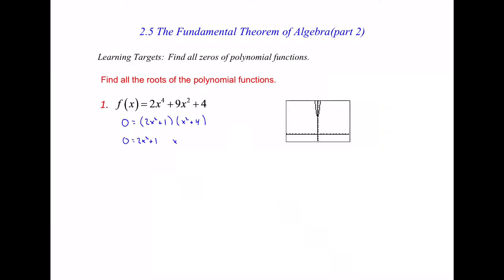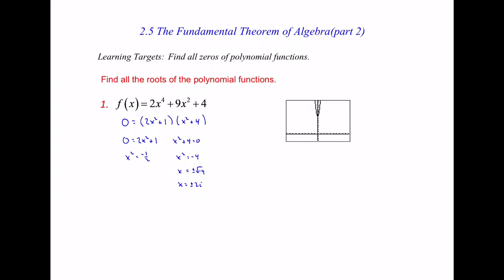So now we can set our factors equal to 0 and solve each of these. So we have 2x squared plus 1 equals 0, giving x squared equals negative 1 over 2. And x squared is equal to negative 4. Take the square root of both sides, and we'll get x equals plus or minus the square root of negative 4, which is equal to plus or minus 2i. So that's why we didn't see those two solutions, because they are imaginary.